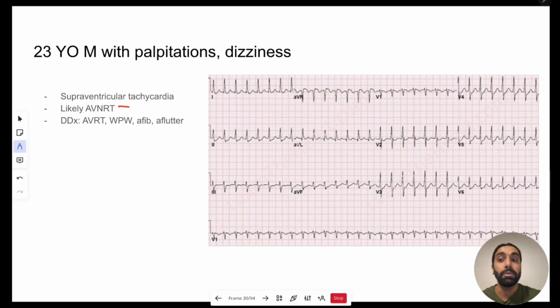So this is supraventricular tachycardia, but more likely AVNRT, if they give you an option, like which of the following is most likely. About 20%, 25% of the time you see SVT is usually AVNRT. But then you can have AVRT, which WPW is an example of AVRT. AFib can cause very fast heart rates. Aflutter can also cause very fast heart rates.